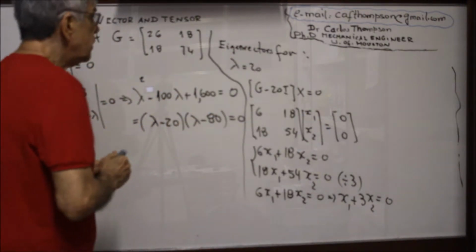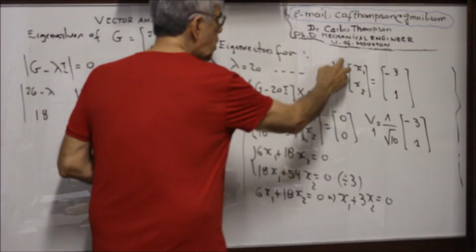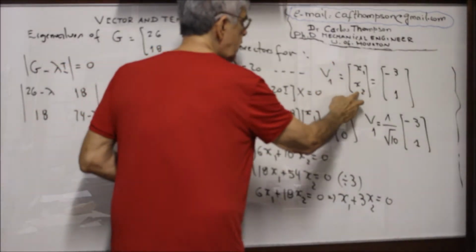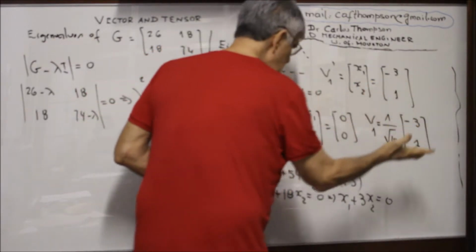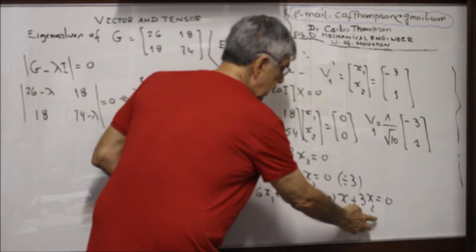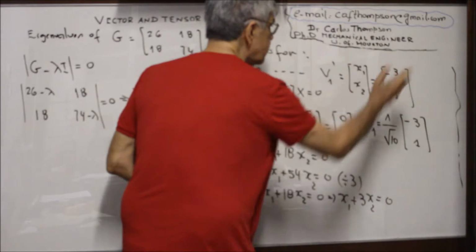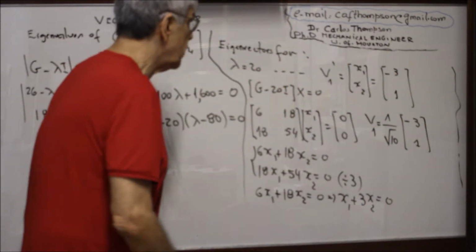Let's choose then for the eigenvalue here. So v1 prime is equal to (x1, x2) is (minus 3, 1). You see, x1 is equal to minus 3 and x2 is 1. Minus 3 plus 3 is equal to 0. See, this is one of the solutions.